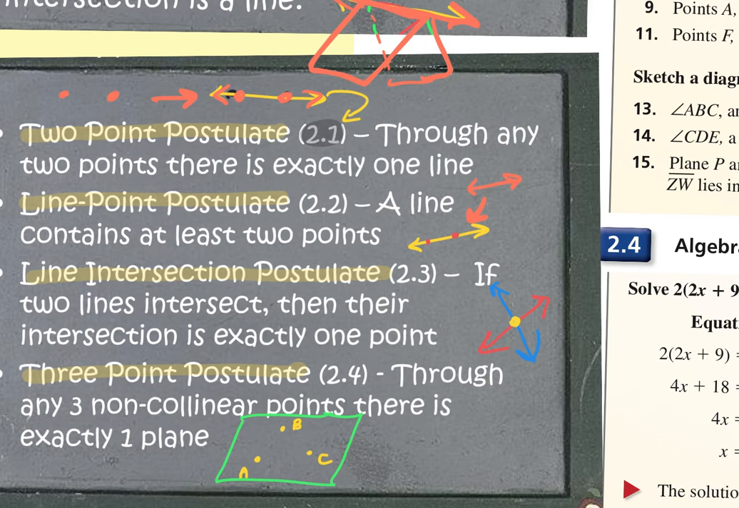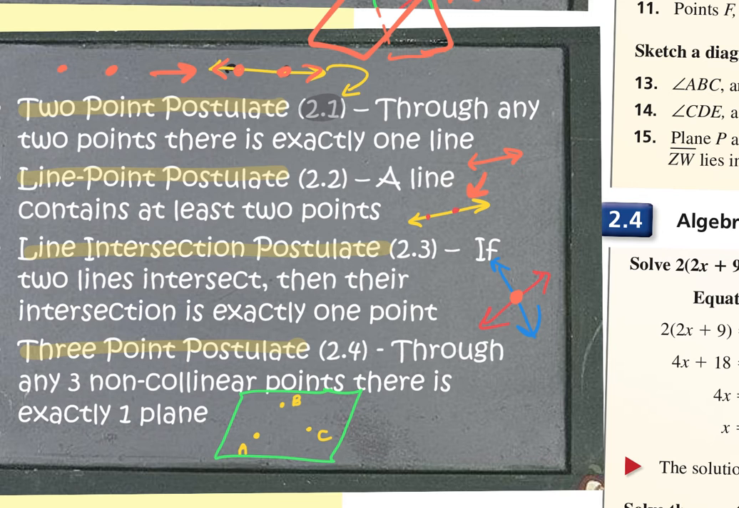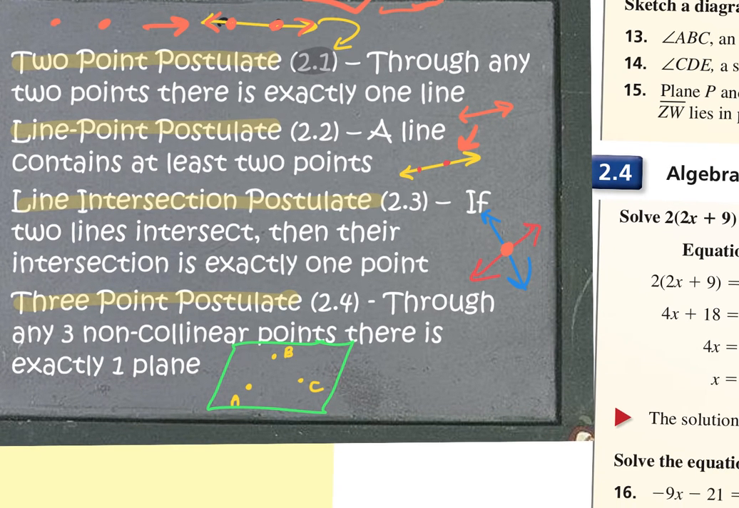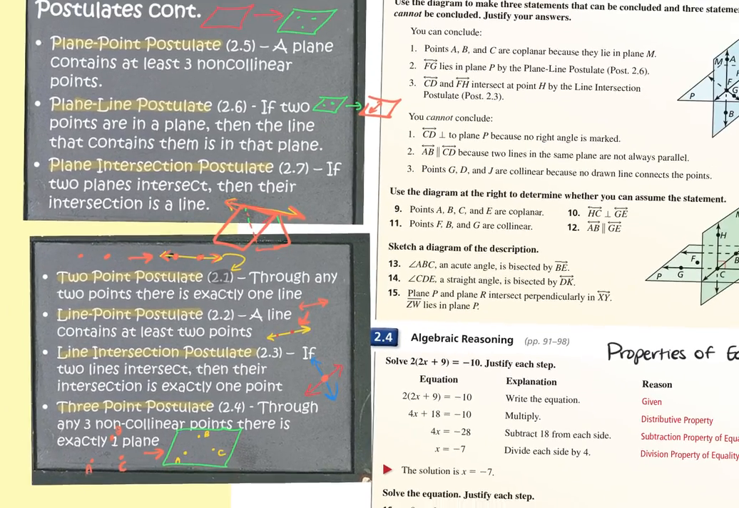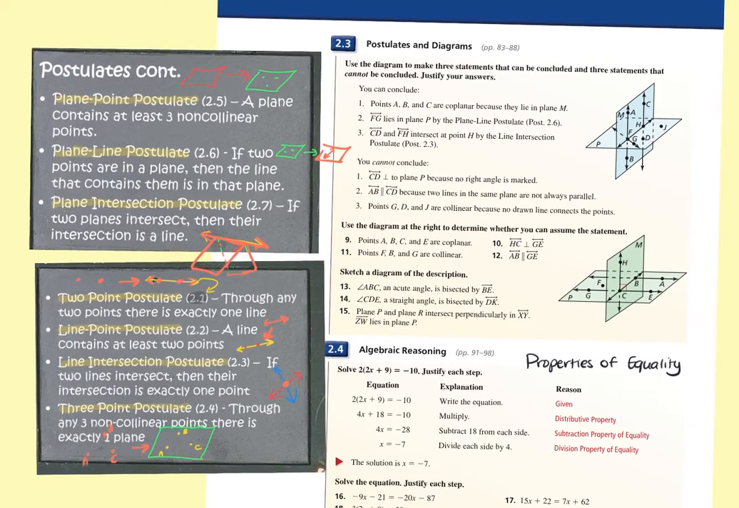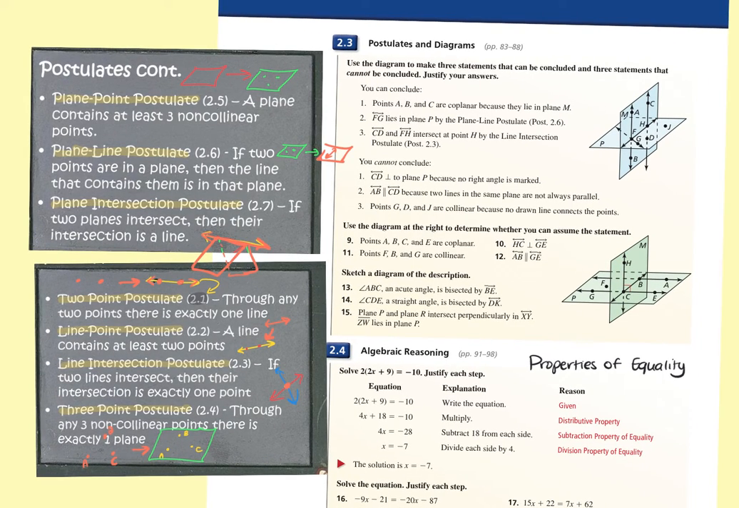The line intersection postulate shows 2 lines intersecting at exactly 1 point. And the 3-point postulate: through any 3 non-collinear points, there's exactly 1 plane. So we would have started with 3 non-collinear points and then gone to those 3 non-collinear points lying on a plane. Those are all the postulates from 2.3. We talked about perpendicular lines in 2.3 too.